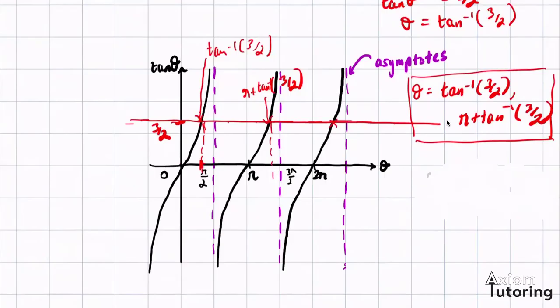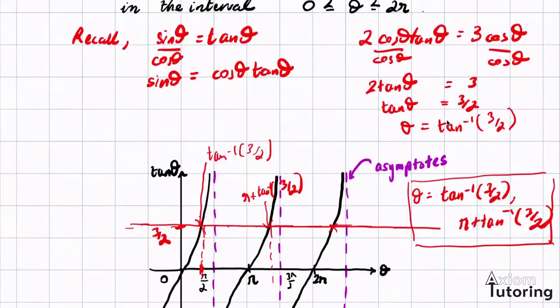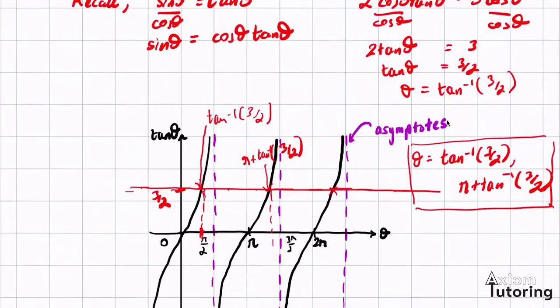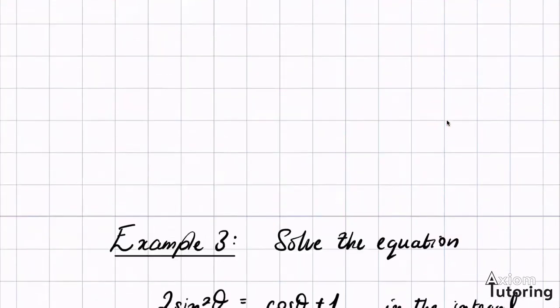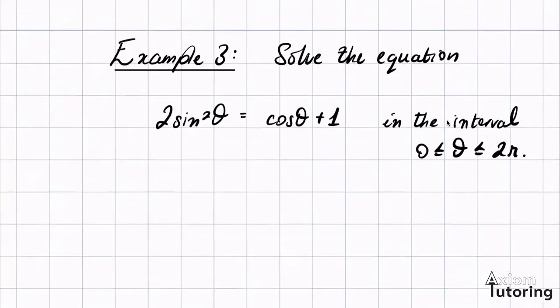So we don't have to worry about that. But it's important for us to check this to make sure that we have the complete solutions in our interval. So for our next example, example 3, we're solving the equation 2 sine squared theta is equal to cos theta plus 1 in the interval 0 to 2 pi.